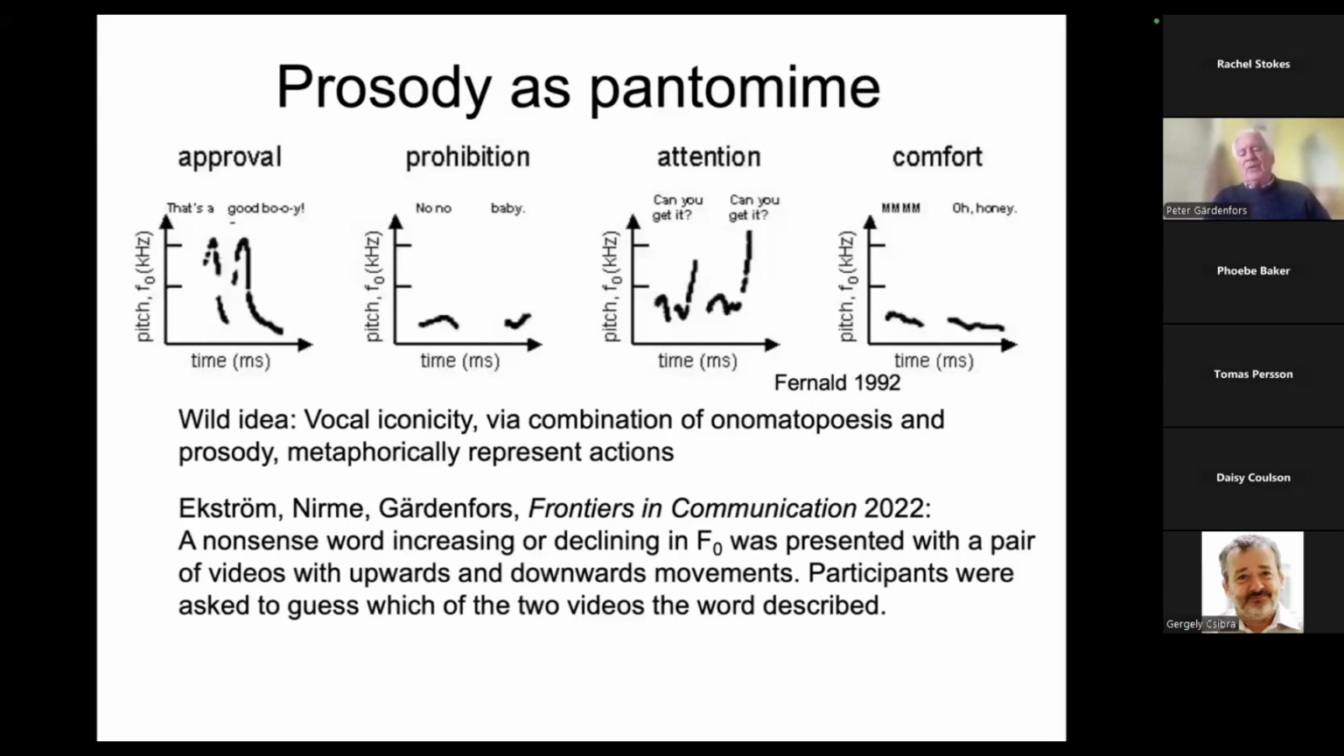And we found a fairly clear mapping that the words with downward frequencies were more often mapped with the downward movements, and those with upgoing frequencies were mapped with the up-moving videos. So there is some kind of iconicity in the prosody of spoken language.